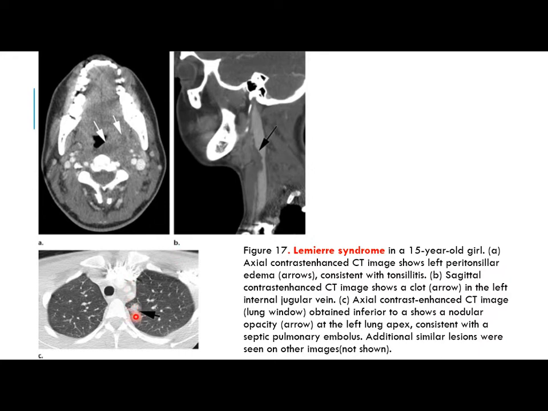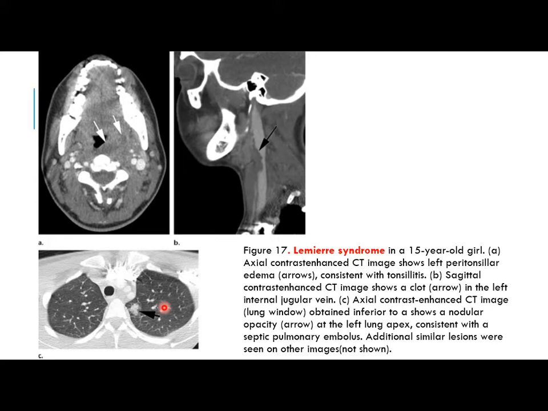This is a 15-year-old girl with an axial contrast-enhanced CT image that shows a left peritonsillar edema consistent with tonsillitis. The patient had tonsillitis, and it shows a clot in the internal jugular vein in the next image. And another axial image shows a nodular opacity in the left lung apex, which is consistent with a septic pulmonary embolism. And when we find these findings all together, we can call it Lemierre syndrome.